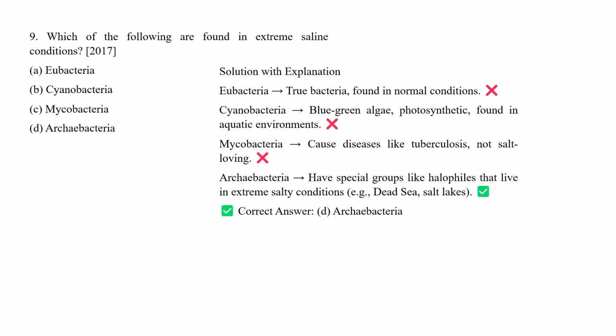In this question you have to find the organism or Monera which lives in extreme saline conditions. The archaebacteria which live in extreme saline conditions are also called halophiles, and archaebacteria is the correct answer. Let's move to the next question.